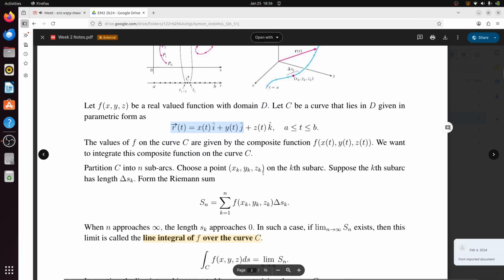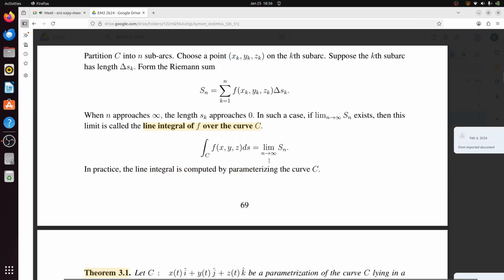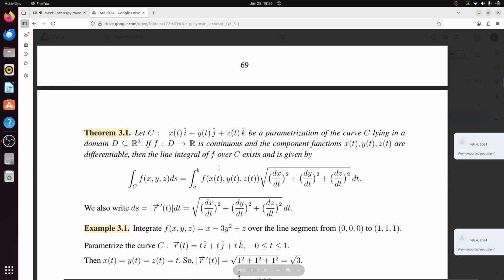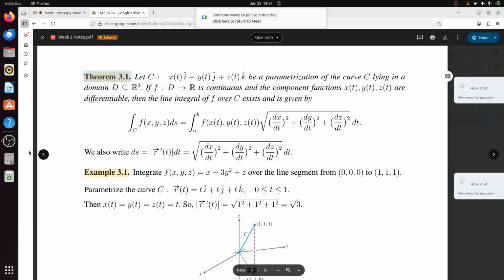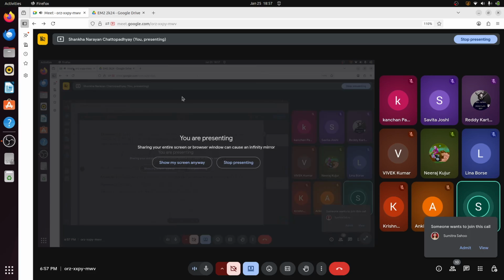Now I will upload the notes, so there is no need to read those things. There is just a basic theorem. Just read this theorem with me. I am giving you 2 minutes.